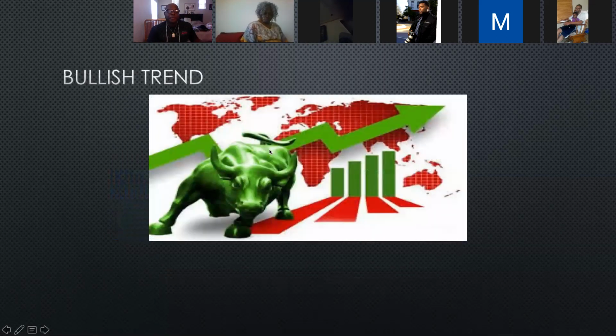What is a bull? So this is the bullish trend. Bullish trend is basically an upward trend. Up, you may have some downs. And once again, you're going to have some downs. But no matter what, even though you have some downs in the market, it's still in an upward pattern.